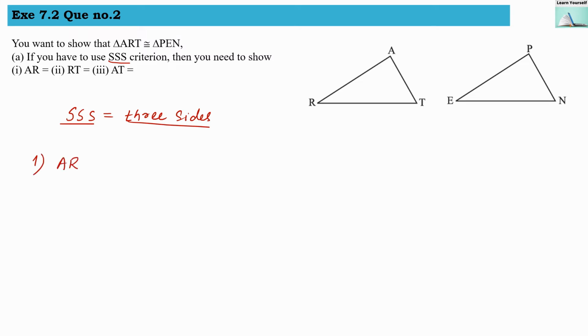So let us take first. AR has to be equal to, if we are talking about this side, then it has to be equal to PE, because that side is congruent with AR. Then second, RT. So RT should be equal to EN. Then third is AT. So AT is equal to PN. As per the congruency, this is the side, side, side criteria and the corresponding sides are equal in this.